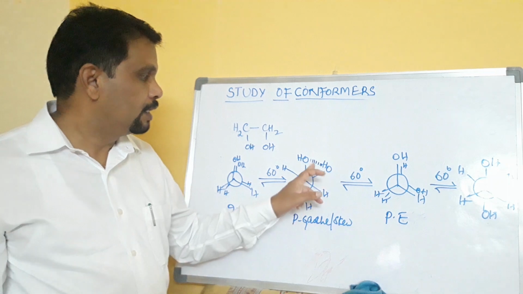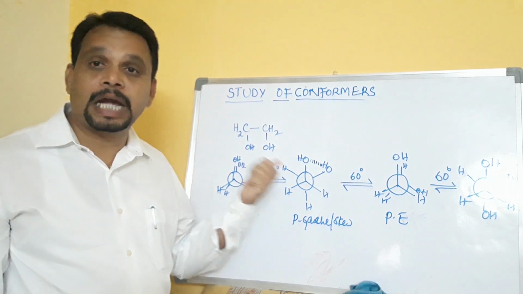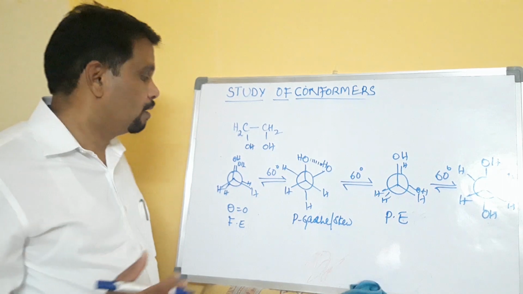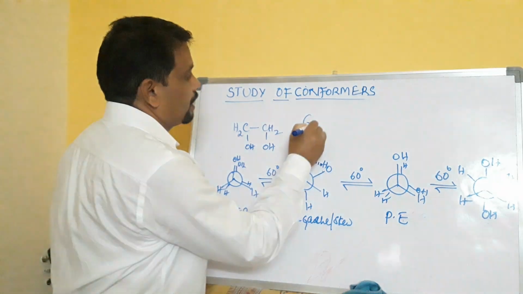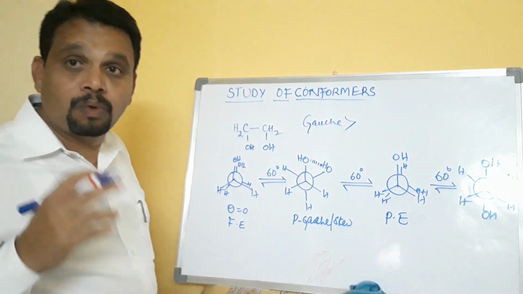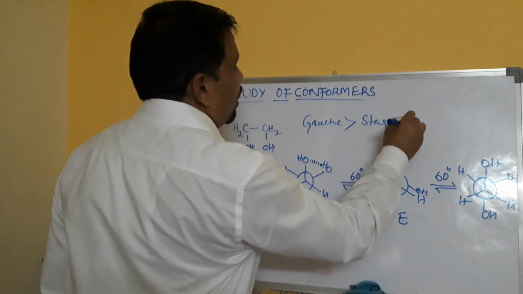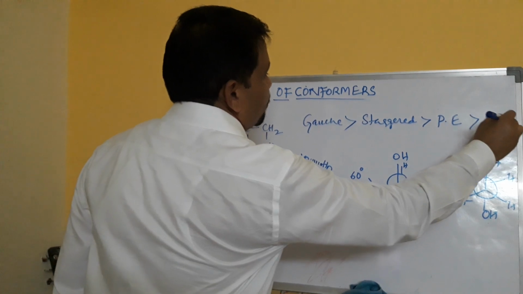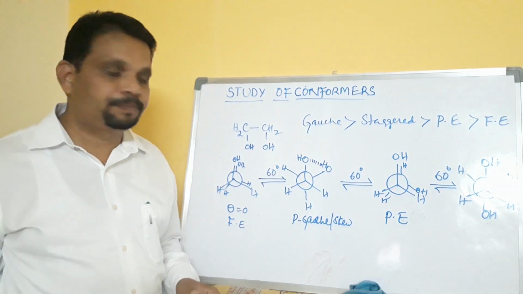But in this, the stabilizing factor that plays the major role is hydrogen bonding. Therefore, the stability order in these conformers would be like this. The Gaussian conformer is the most stable one, then the staggered conformer, then the partially eclipsed conformer, and finally the fully eclipsed conformer. Okay, the stability order would be like this.